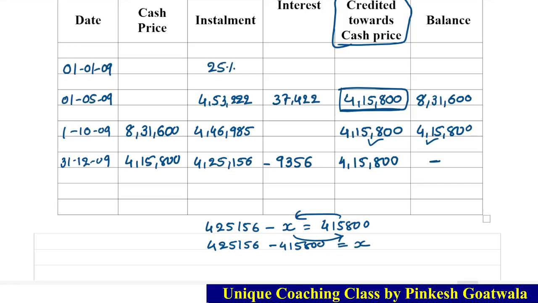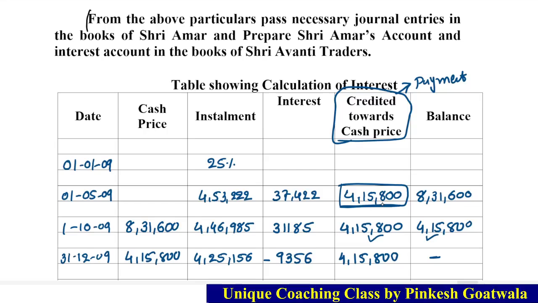And here we just need to find out this. Suppose here x, so plus on this side becomes minus, 4,46,985 minus 4,15,800. So here you will get the amount. The same calculation as in the previous installment. 31,185 interest will come. Okay, now the next. The total of both will come 4,15,800 plus 8,31,600. So here comes 12,47,400, which will be transferred here.